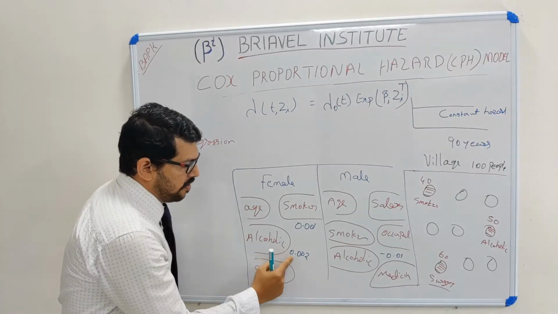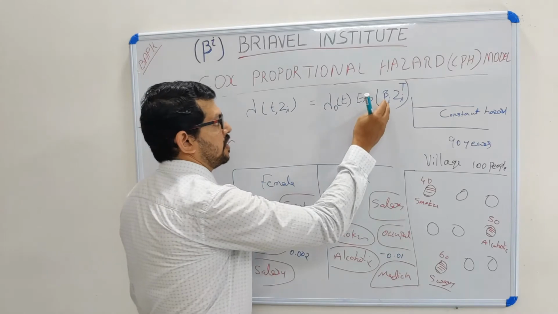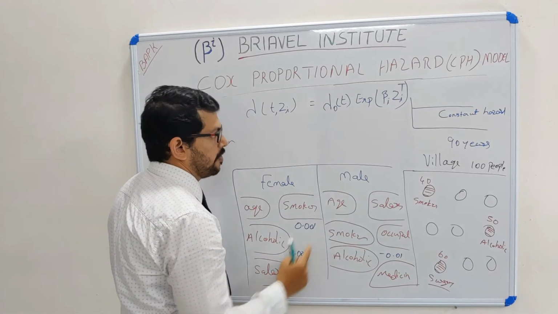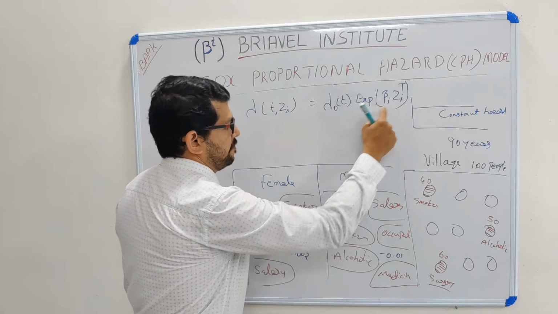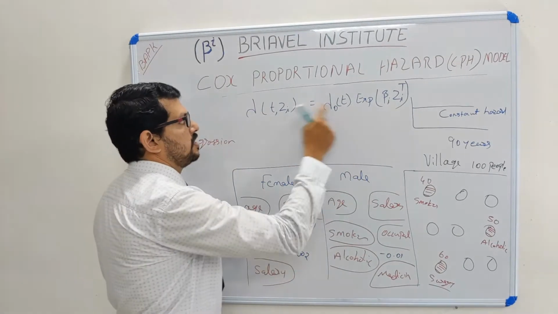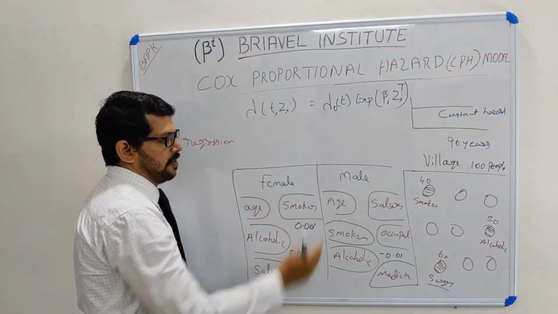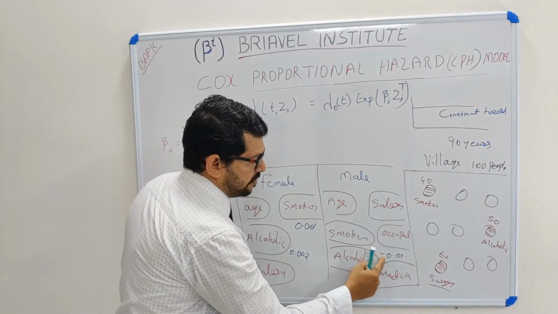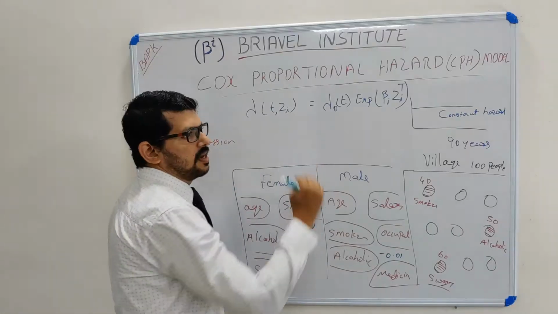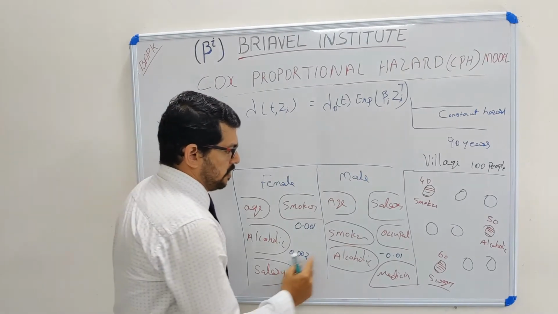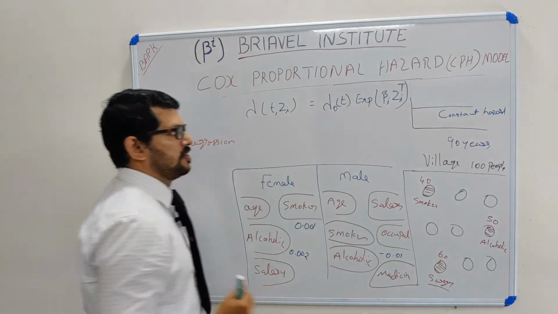If the regression value for alcoholic is 0.02, so beta is equal to 0.002, it will increase their hazard rate. If beta is positive, their hazard rate automatically increases from the baseline hazard. If it is negative, minus 0.01, then what will happen? Their hazard rate will decrease. So the hazard rate depends on the covariates and this regression value.